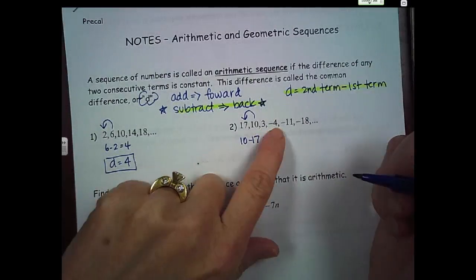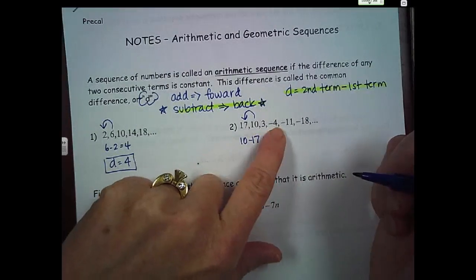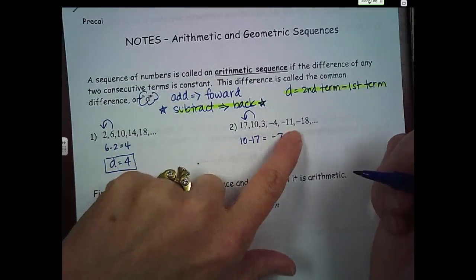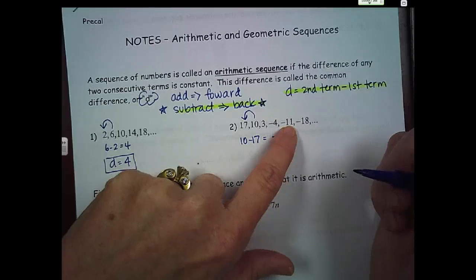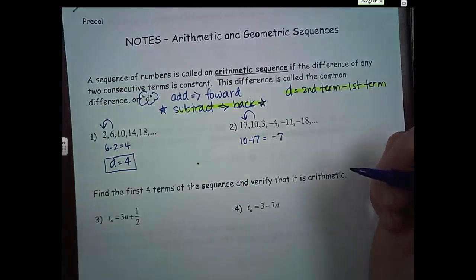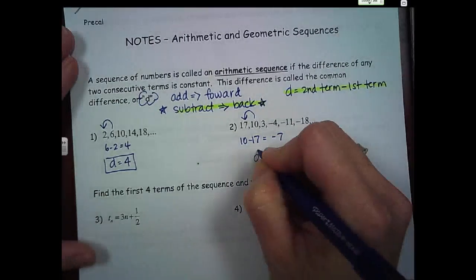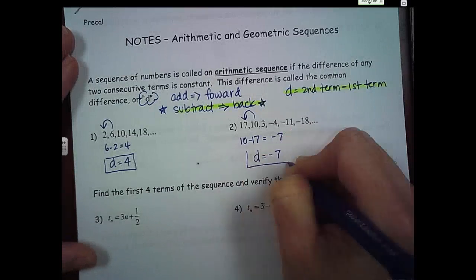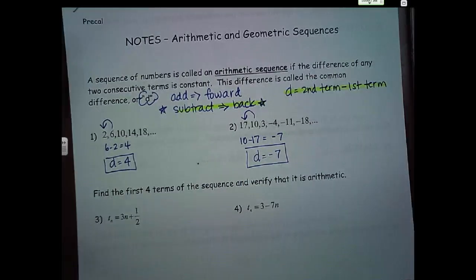3 minus 7 is negative 4. Negative 4 minus 7 is negative 11. And negative 11 minus 7 is negative 18. So the common difference this time is a negative number, and that's fine. In other words, it's what you need to do to jump from one to the other.